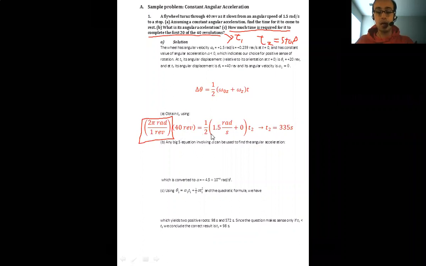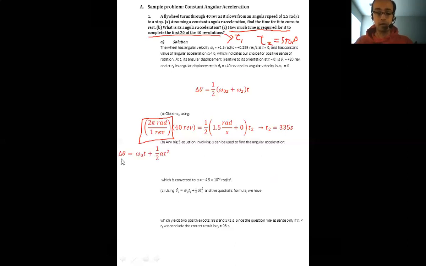The right side of the equation is 1/2 times the initial velocity, which we're given as 1.5 radians per second, plus the final angular velocity, which is 0. We're told that this comes to a stop. We plug all this in, and we solve for T2, and we find that T2 is equal to 335 seconds. All right? So any of the big 5 equations involving alpha can then be used to find angular acceleration. Again, we're allowed to use the big 5 equations because we are told that the acceleration is constant.